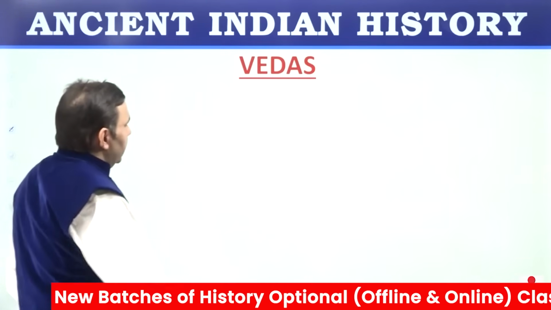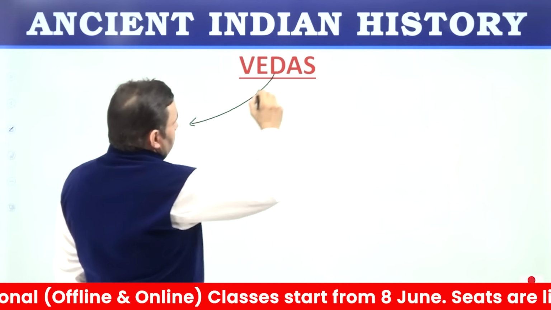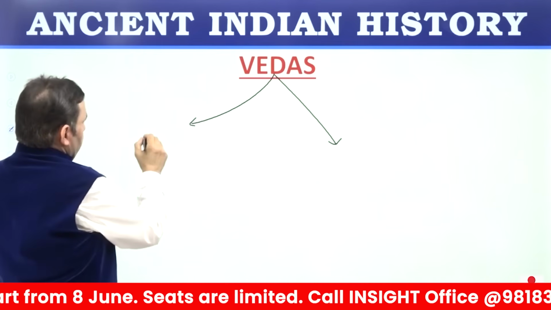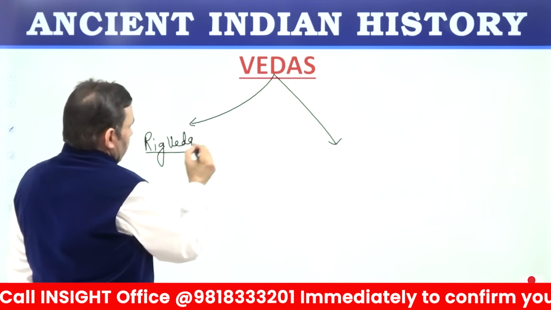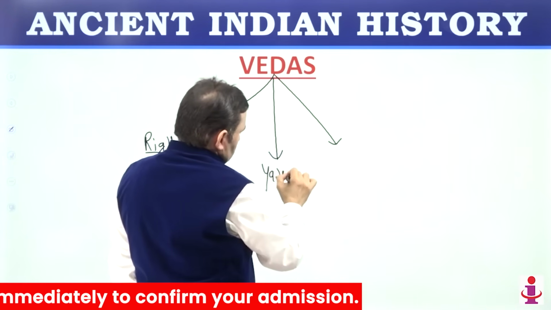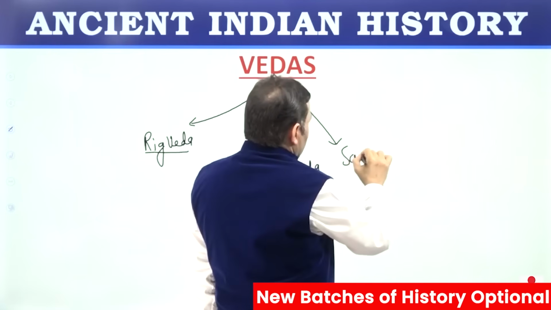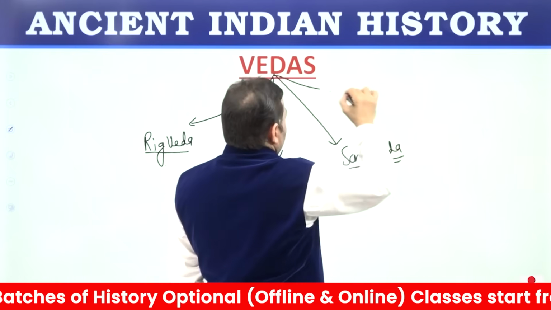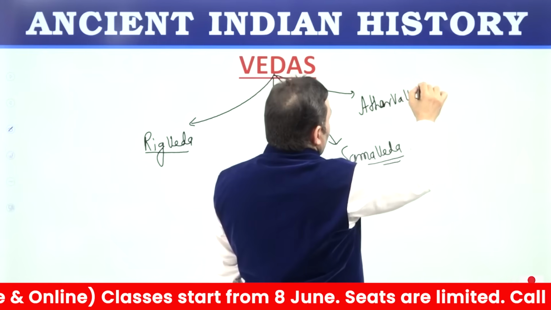So this is Vedic age. Information about Aryans is coming from Vedas. Vedas are four: Rig Veda, Yajurveda, Samaveda, Atharvaveda.